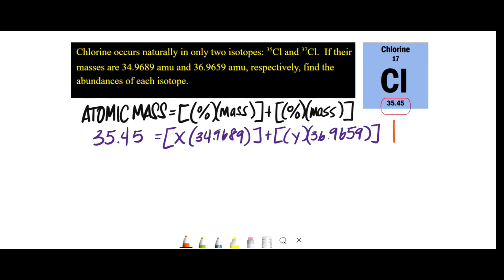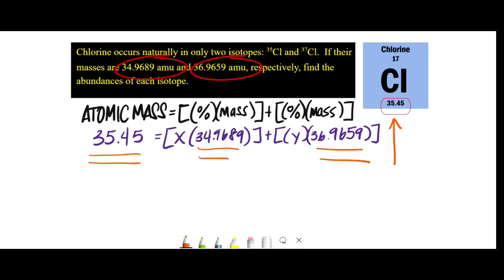Okay, let's take a look at this number here, the 35.45. We're able to look up the average atomic mass of chlorine on the periodic table and actually use that. And we're not used to doing that, right? Because again, most problems want us to figure that out. But what you can see here is I just plugged that 35.45 in place of the average atomic mass. Now I've also gone ahead and plugged in the isotope masses that are given to us in the problem.